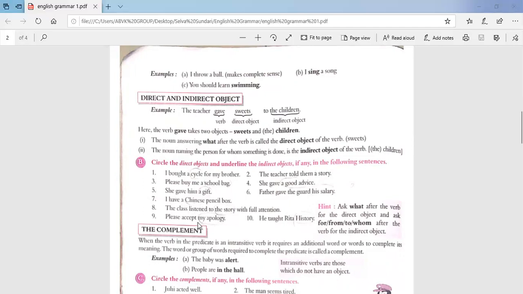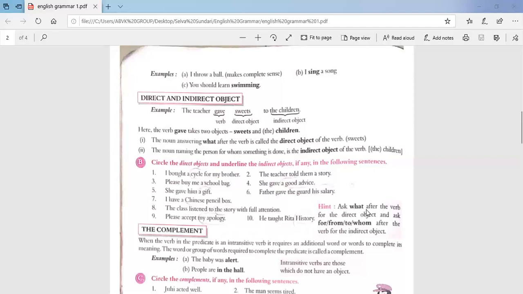Now next, please accept my apology. Accept. What should be accepted? Apology. So my apology is the direct object. Then, he taught Rita history. What did he teach? He taught history. History is a direct object. Then to whom? To Rita. See, like this, direct object and indirect object.